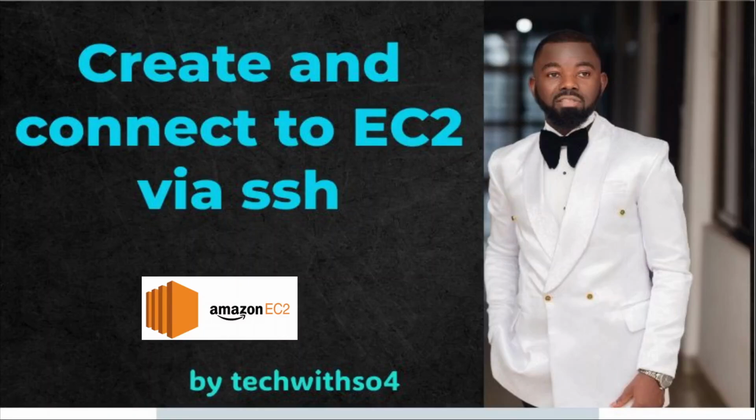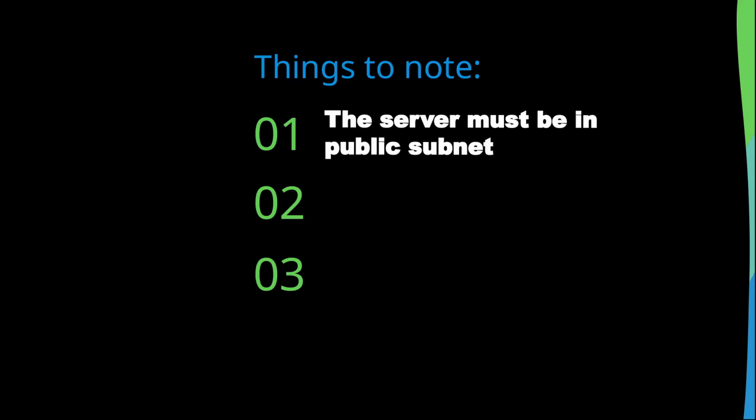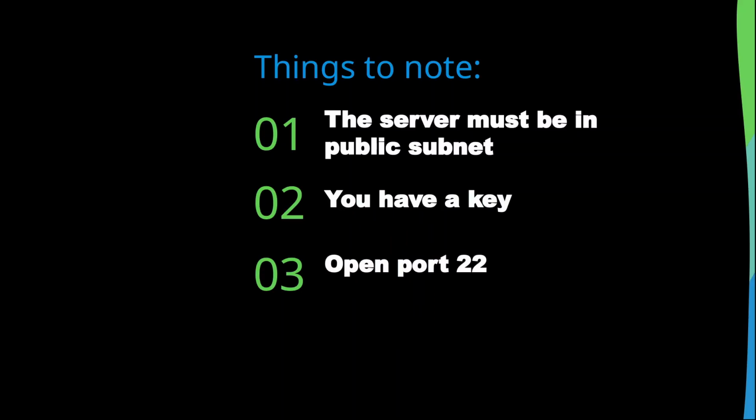In today's video, we will create and connect to EC2 instances via SSH. Here are some things we need to note. Your web server must be in a public subnet. You must also have a key, and you must also open port 22 in the security group.